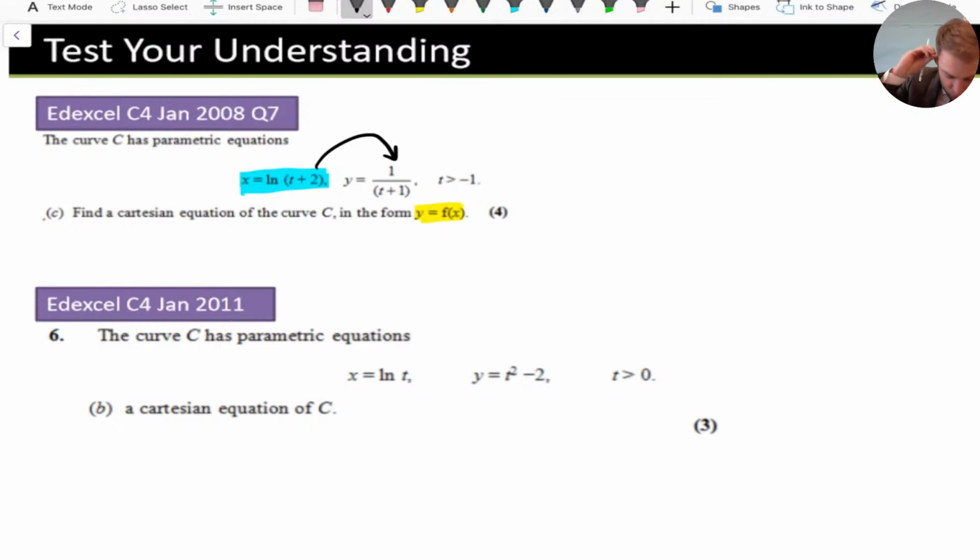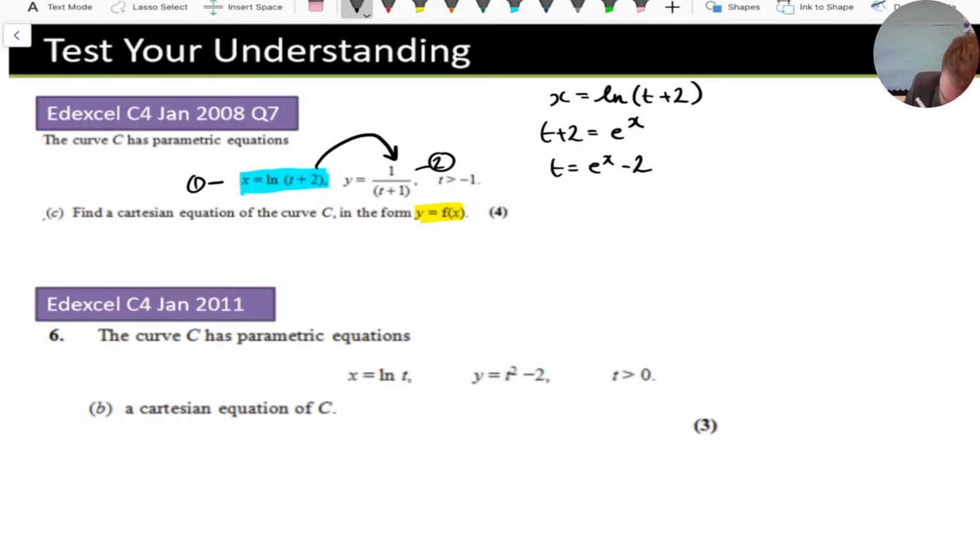So I'm going to go through this first one here. We're going to make t the subject. Let's label them. We're going to make t the subject in this one, so I can sub it into equation 2. So x is equal to ln of t plus 2. So in this case, it's going to be t plus 2 is equal to e to the x. Very similar to the last one we did, isn't it? t is equal to e to the x minus 2.